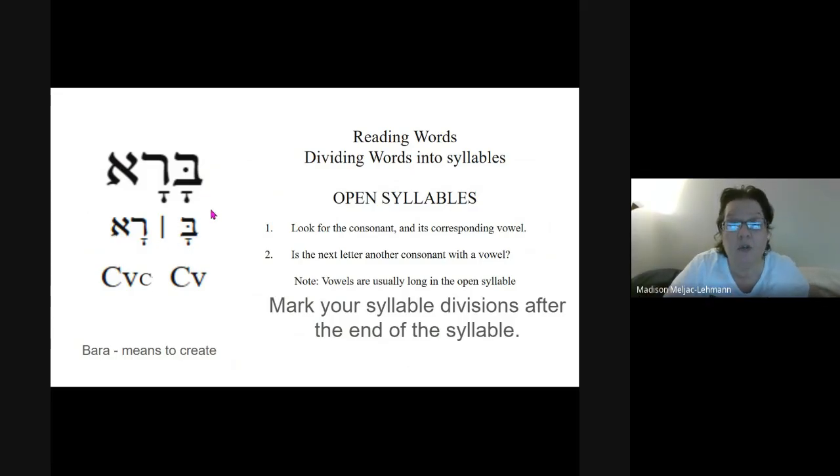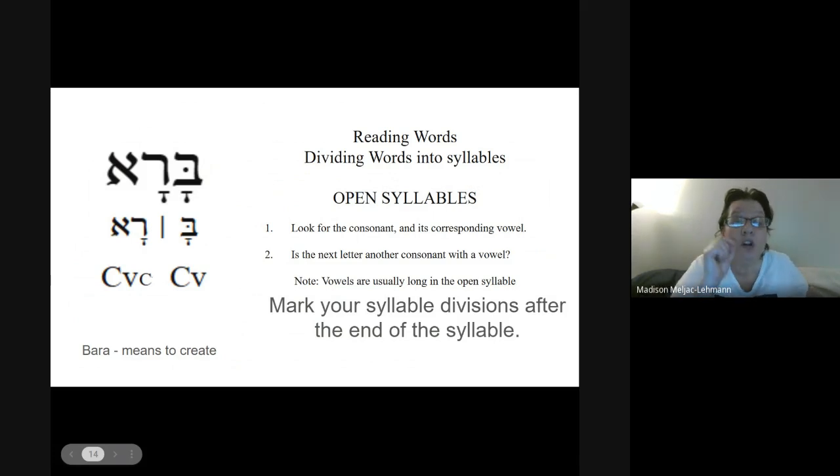And that's what you do. So consonant, vowel: ba, okay, ra. So ba, ra, okay. And the aleph at the end just closes it out. So ba, ra means to create.